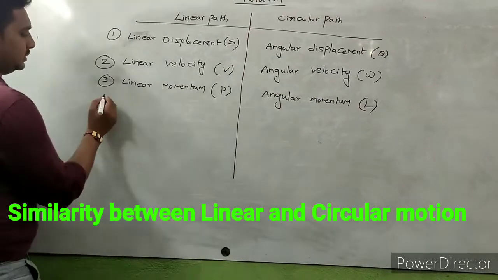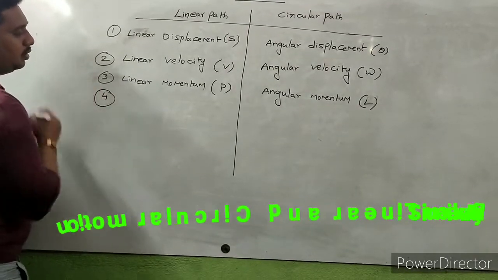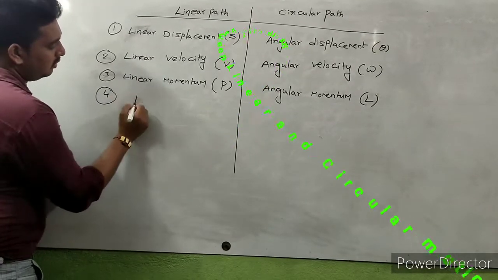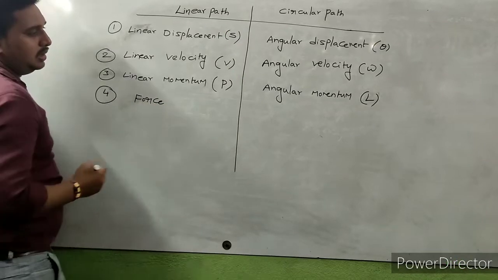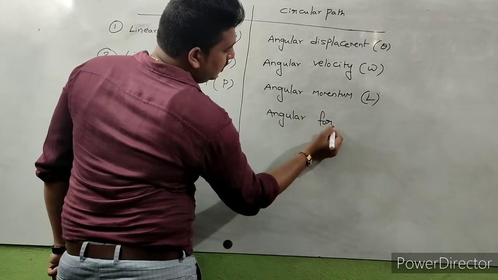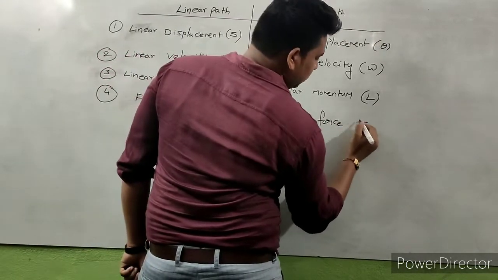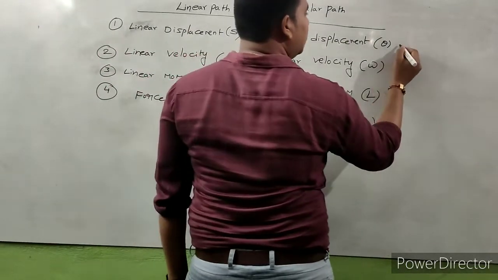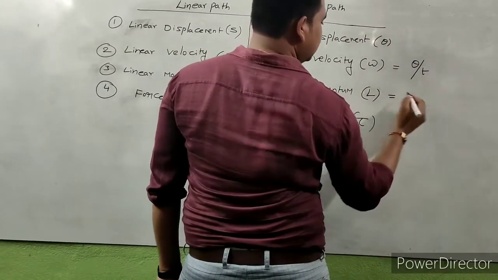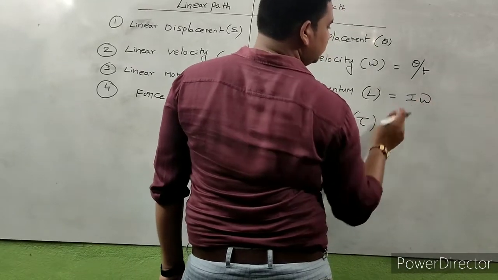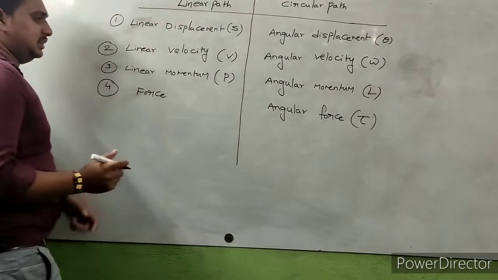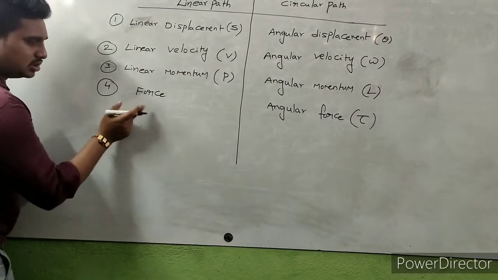Next, the fourth one, linear force or force. Here, angular force is torque, tau. Linear displacement by theta, and this is I into omega. I'll explain these formulas later. First, observe the difference carefully. This force is also called linear force.